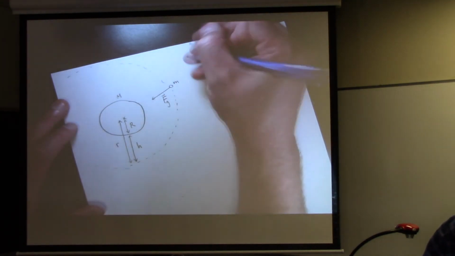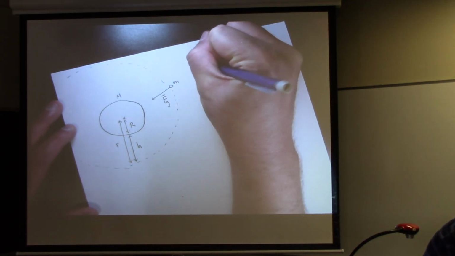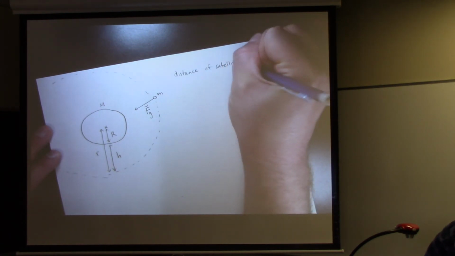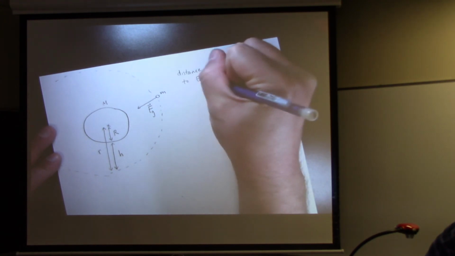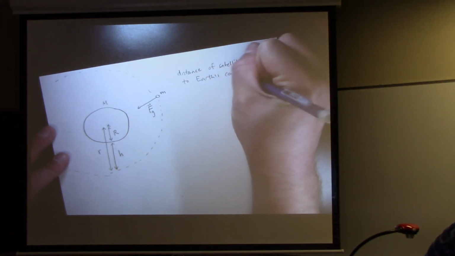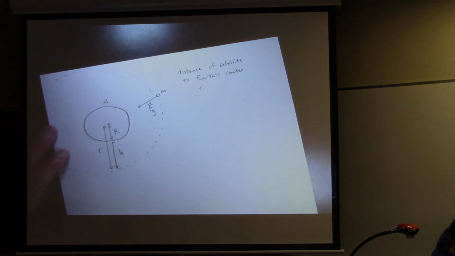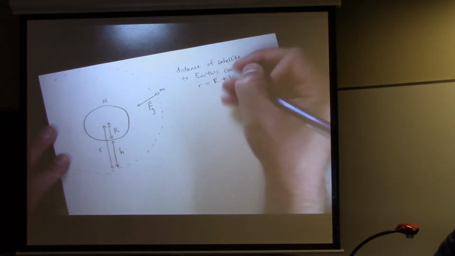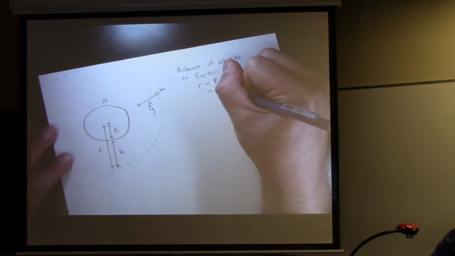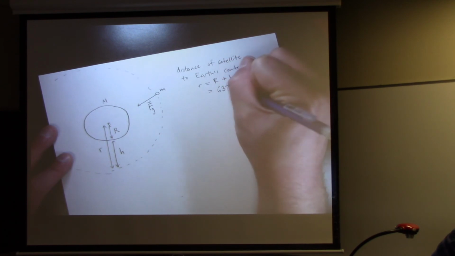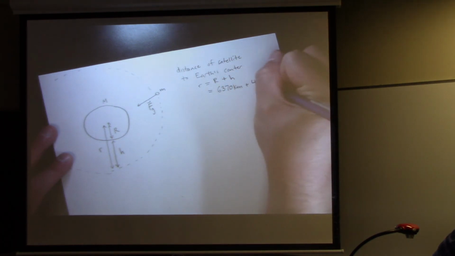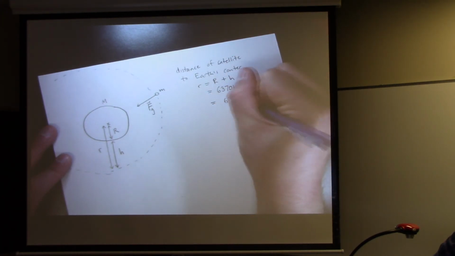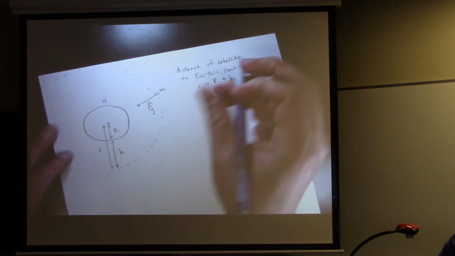Okay, so let's do this. The distance of the satellite to Earth's center is given by little r on the diagram, which is the radius of the Earth, big R, plus h, the altitude. So let's actually add these numbers. The radius of the Earth is 6,370 kilometers. The altitude is 408 kilometers, which gives us 6,778 kilometers with 3 sig figs.